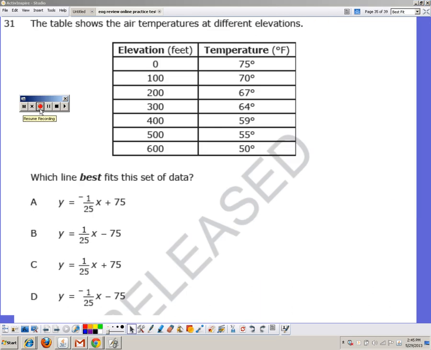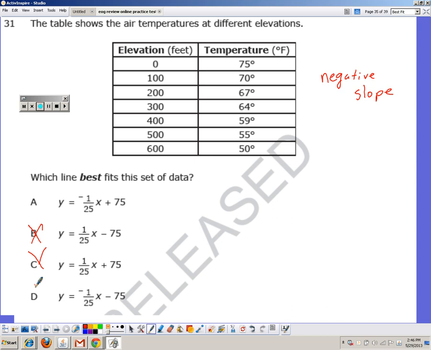We're trying to find the best line that fits this set of data. So first, let's look at the data. If you notice, as the elevation goes up, the temperature comes down. So what we're dealing with here is a negative slope. Since we already know this is a negative slope, we can eliminate B and C as possible answers.